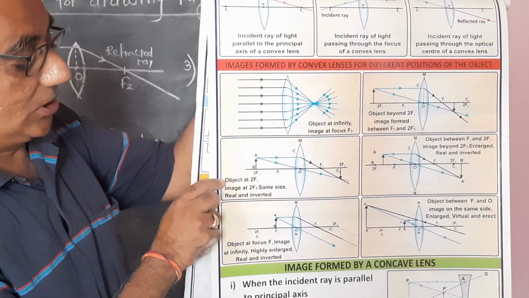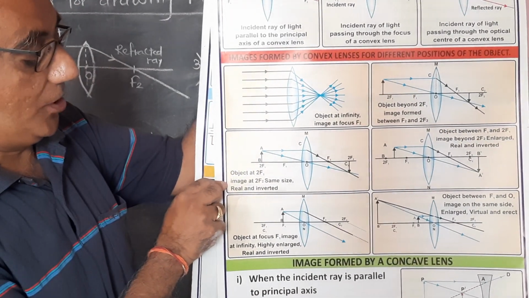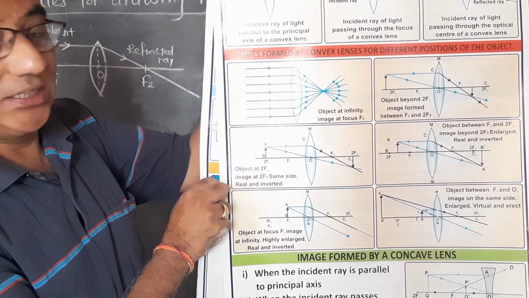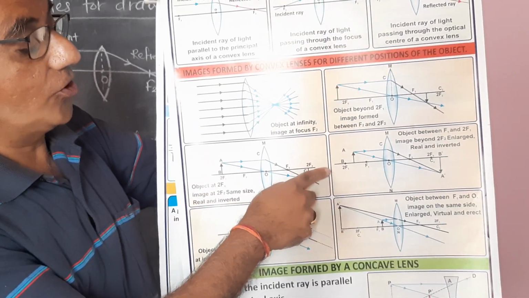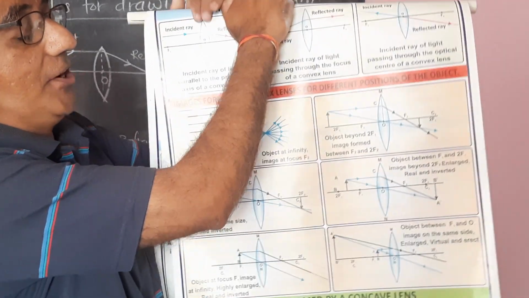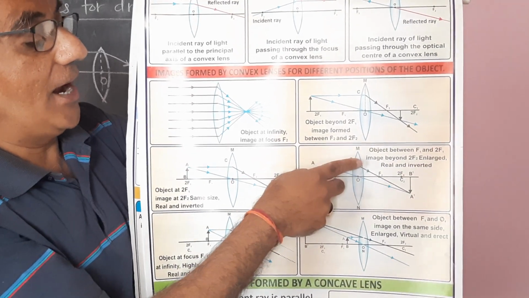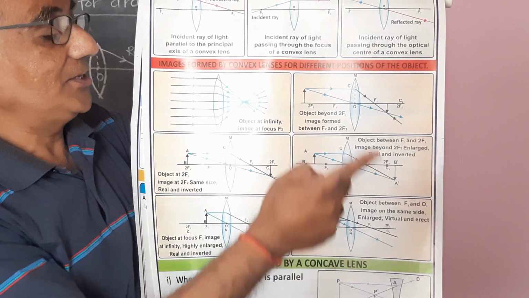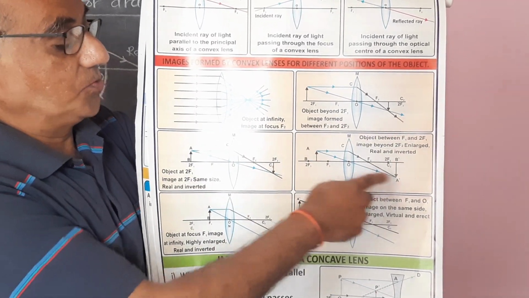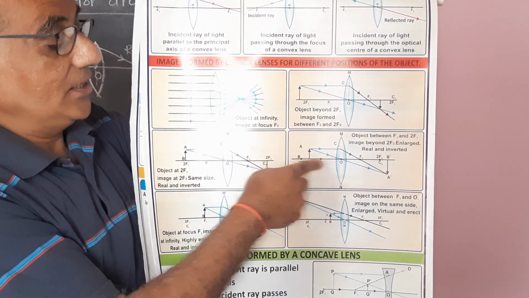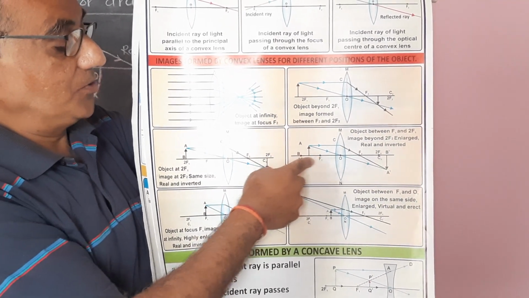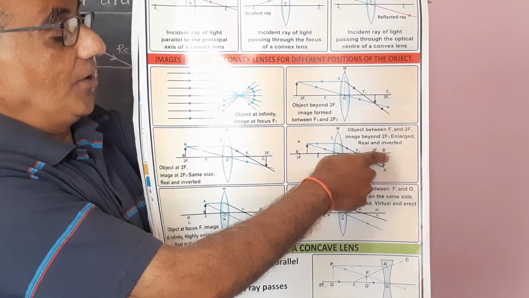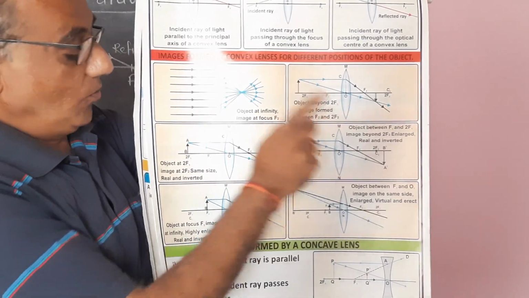Similarly, when the object is placed at 2F1, image is formed at 2F2, which is of the same size, real and inverted. The fourth one is the object placed between F1 and 2F1, the image is formed beyond 2F2, which is enlarged, real and inverted. In this figure we can easily observe the object and its image. The object is placed between F1 and 2F1, its image is formed beyond 2F2, which is real and inverted.